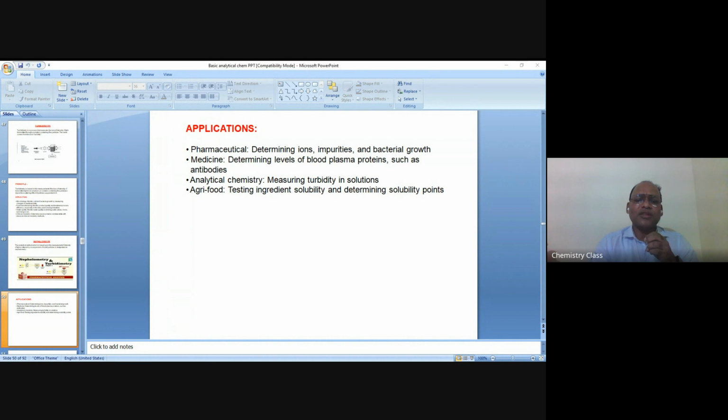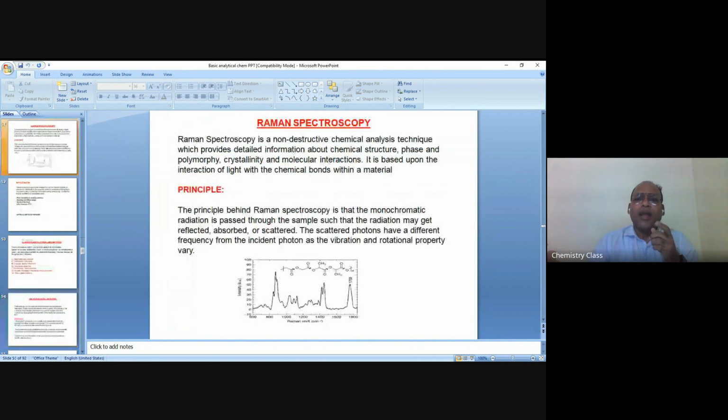Okay, now another type of spectroscopy is Raman spectroscopy. You know that this method is named after our great scientist C.V. Raman.